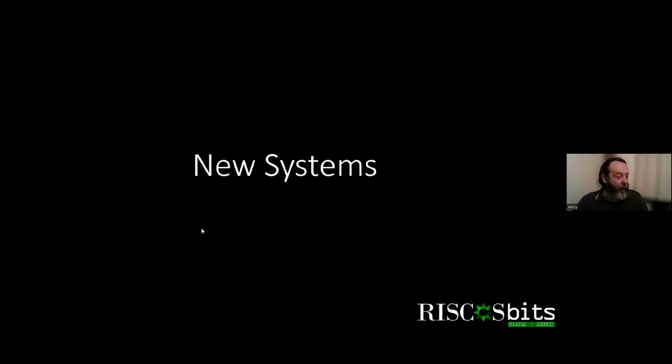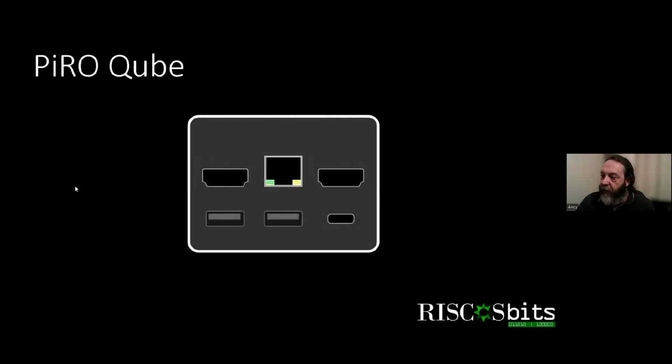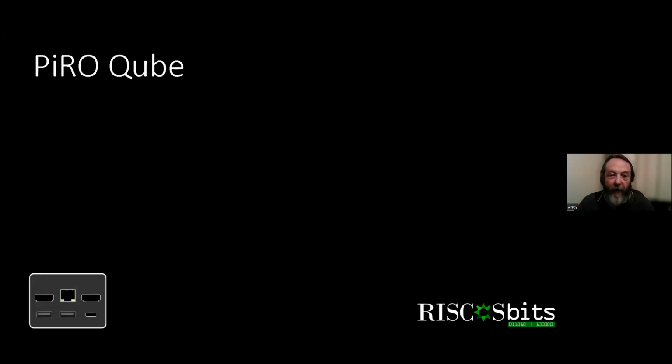Okay, so we've got some new things that we're doing. I'll go through these a bit at a time. Already realising that I've forgot to bring one through for you to look at, but never mind. So the first one we've got out is the Pyro Cube, which is a very small thing that I've forgot to bring with me, but it is kind of tiny.